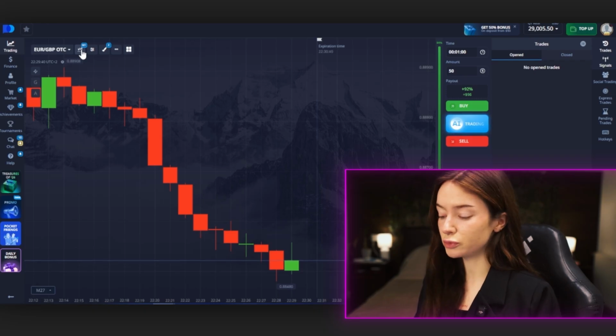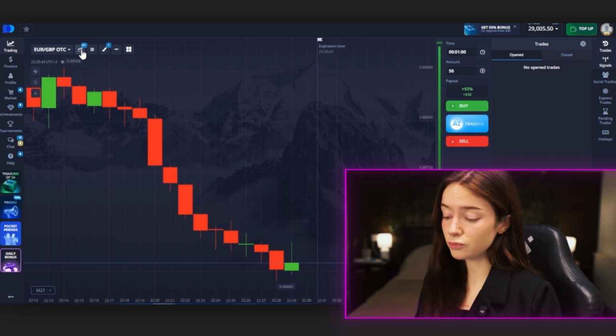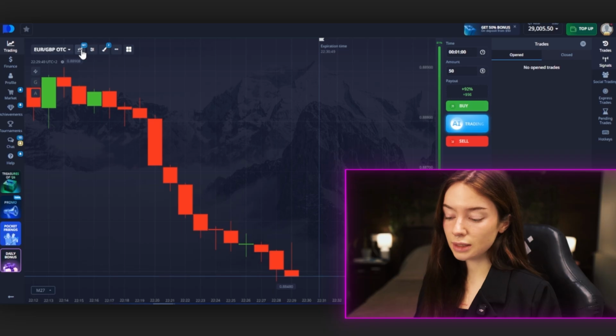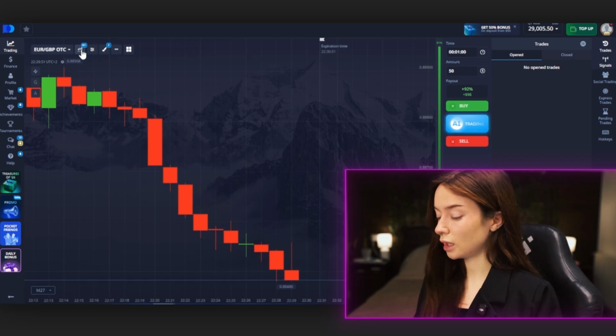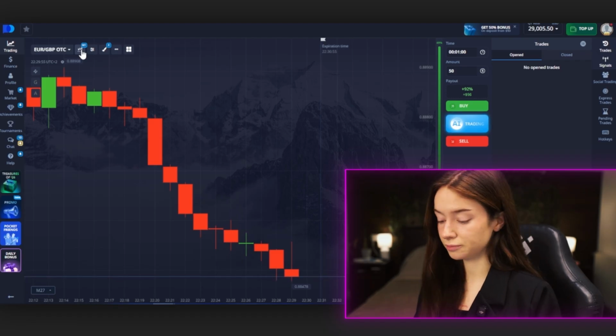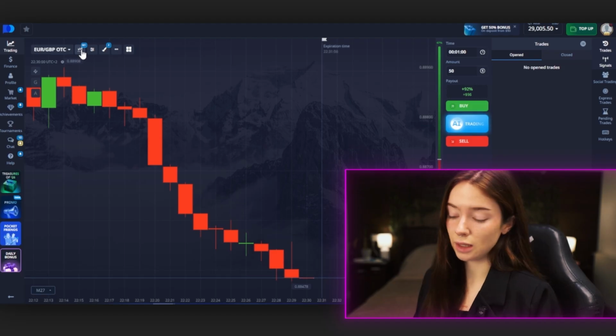How do you recognize a pullback? There was a breakout, then price returned to the level held, and a reversal candle appeared. This is an ideal entry point. If it breaks upward, we wait for a pullback and then buy. If it breaks downward, we wait for a pullback and then sell.